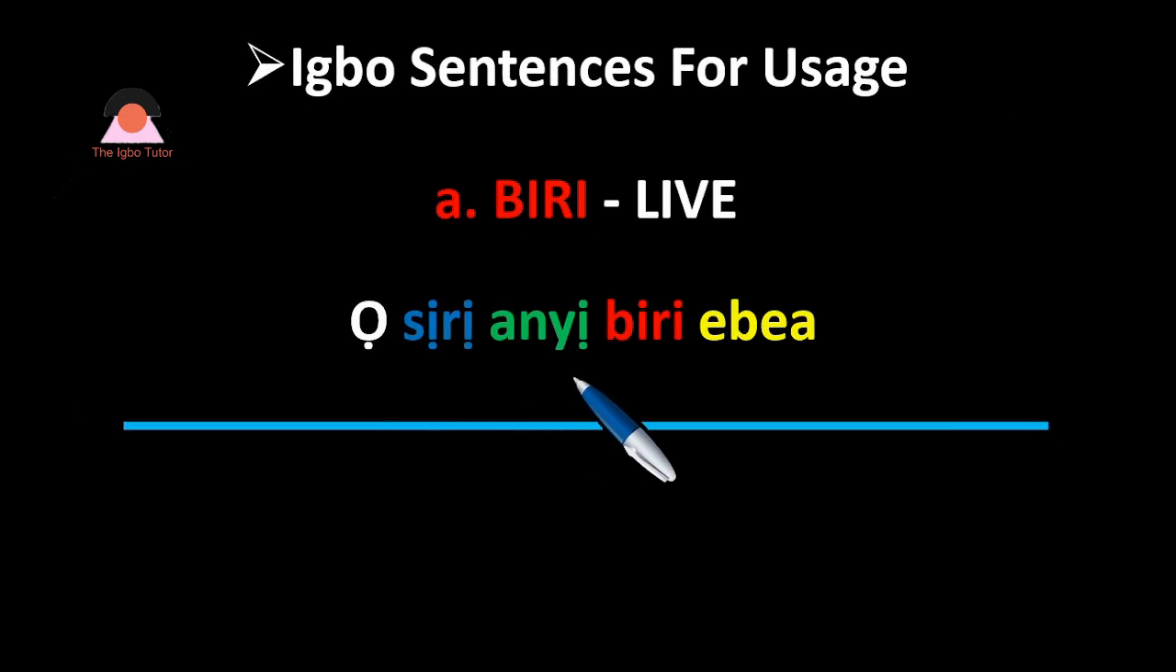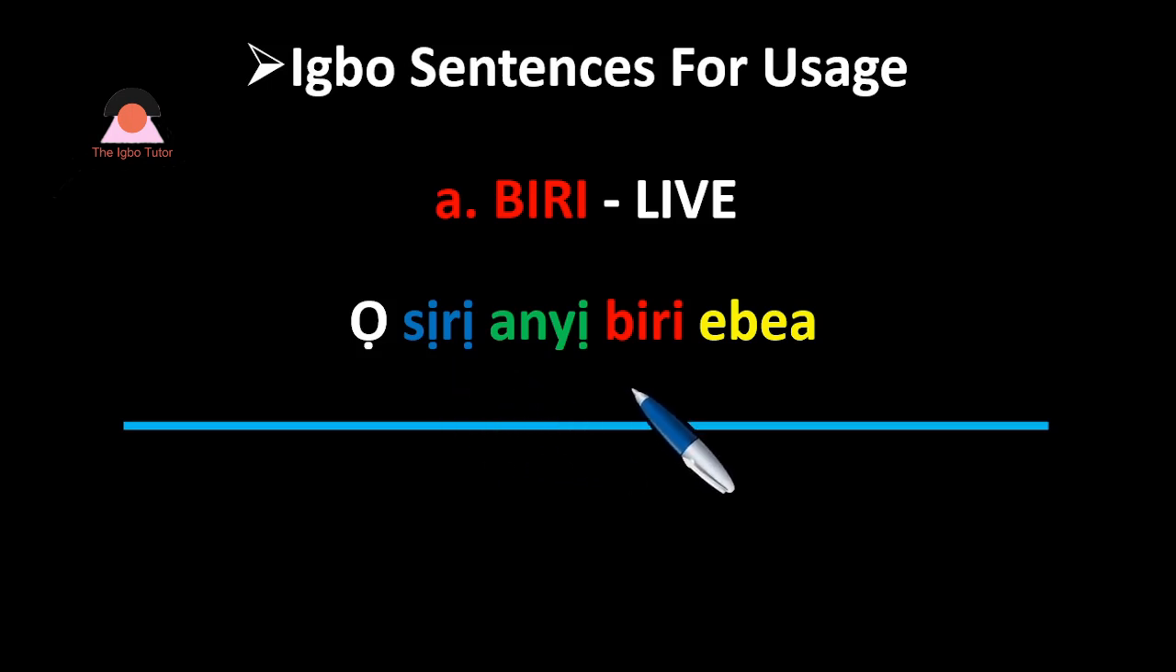Ọ sịrị anyị biri ebe a. So this leave in this case is used when we are giving instruction. It does not mean the opposite now or past tense. It's still the present tense, but used for giving instruction. You can't say ọ sị anyị bi ebe a. No, ọ sịrị anyị biri ebe a. That is the right sentence.